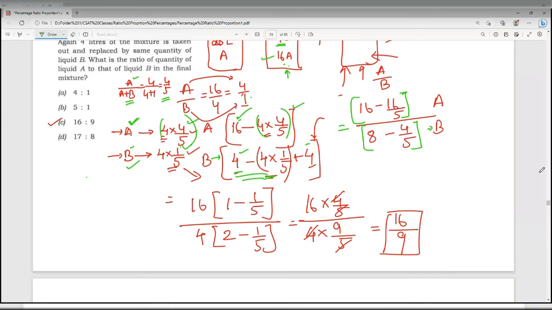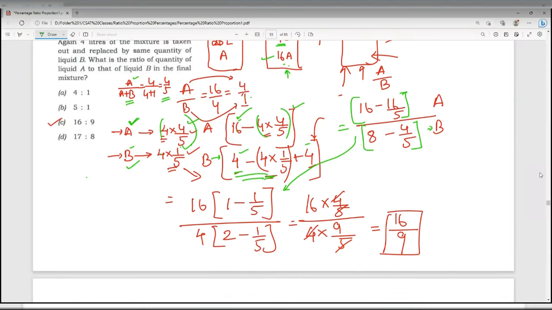So from this, I'm directly coming here. I'm removing 16. So this would be 1 minus 1 by 5. And I'm removing 4 common here. That would make this 2 minus 1 by 5. And 1 minus 1 by 5 is 5 into 1 is 5 minus 1. This is 4 by 5.